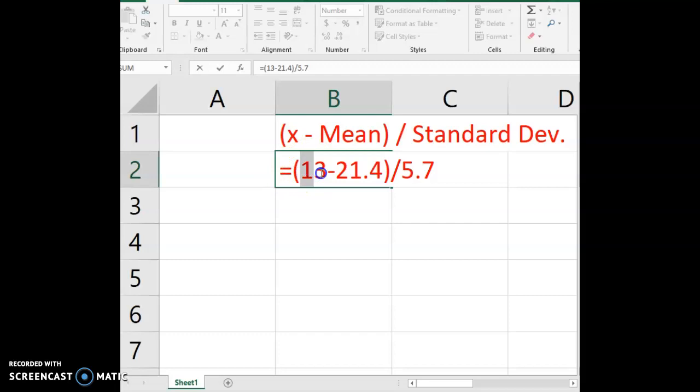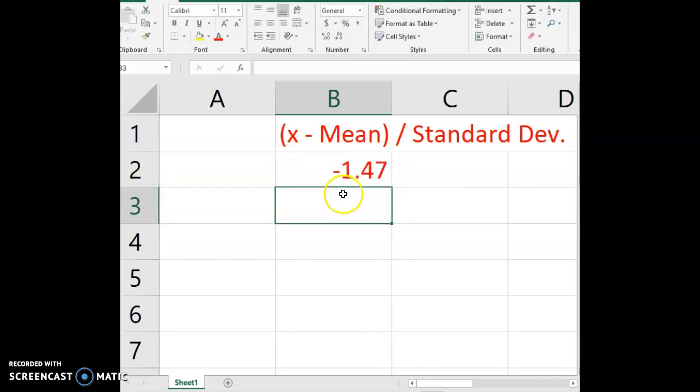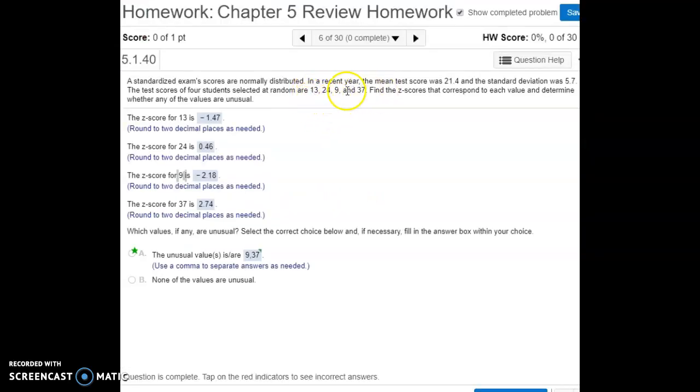And they got a 13 in this example, which is below the mean of 21.4. So I should expect a negative z value here. So subtract that and take that entire result divided by the standard deviation. And that is the z-score. So use that same formula for each of the student test scores, and you'll get the different z-values.